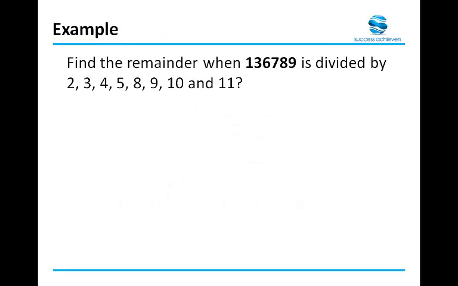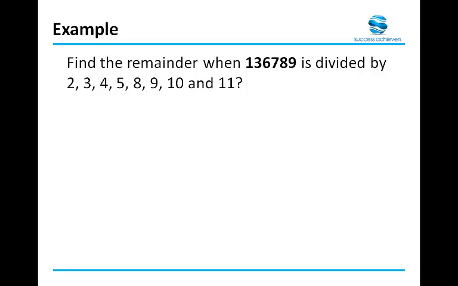So let's take an example to understand whether you have clearly understood the divisibility rule. Here you have a question where you have to find the remainder when 136789 is divided by each of these numbers: 2, 3, 4, 5, 6, 8, 9, 10, 11.